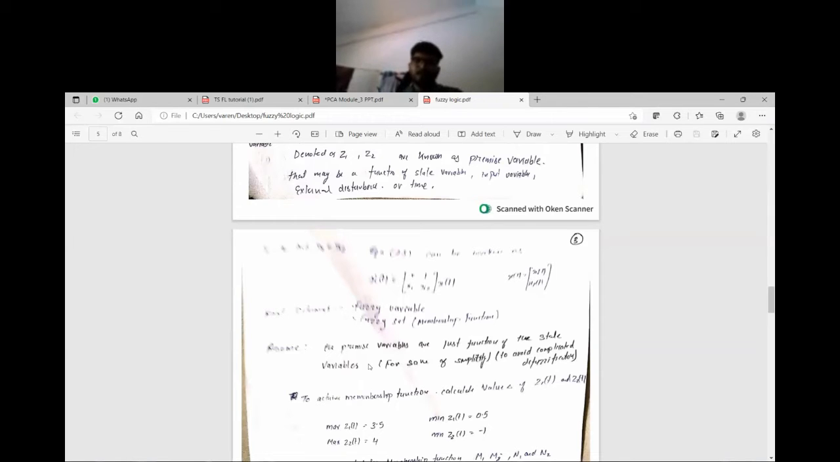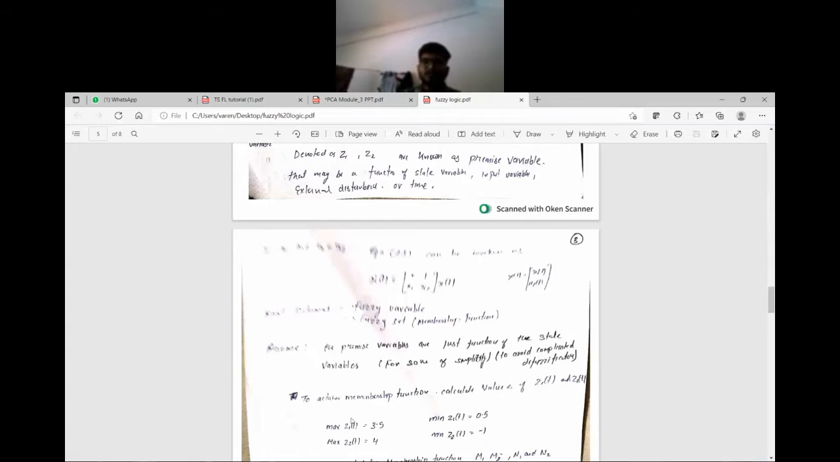Now we have to assume that the premise variables are just a function of the state variables. We have taken it just for simplicity, because if we do not take this, our defuzzification will become very complicated. So to avoid this, we take the premise variables as state variables.